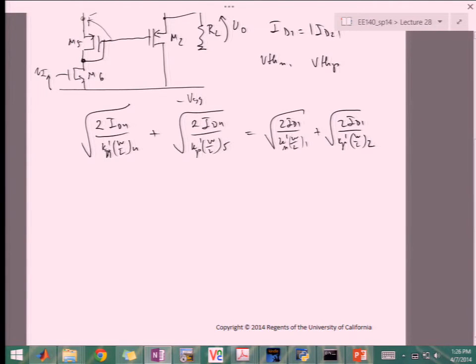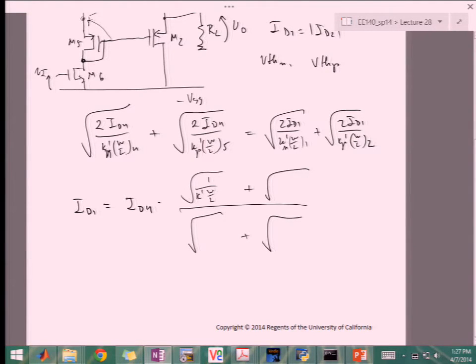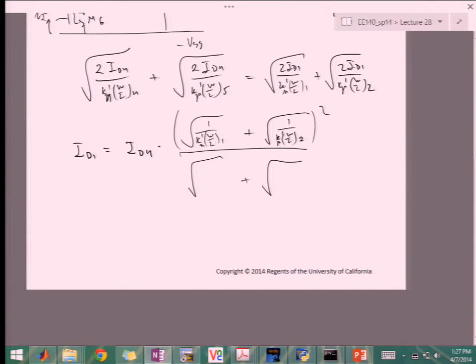So from this, if you solve for ID1, that will be ID4 times a ratio of square roots. And then here we'll have 1 over K prime W over L1 over K prime W over L2. This is N, this is P. All that squared. And then in the denominator, ID4, this is 4 and 5. And then here we have KN prime W over L1, KP prime W over L2. And again, this is squared.